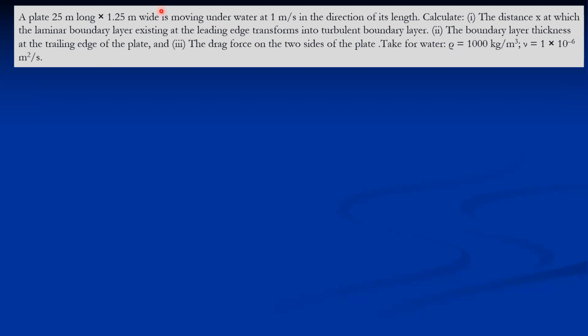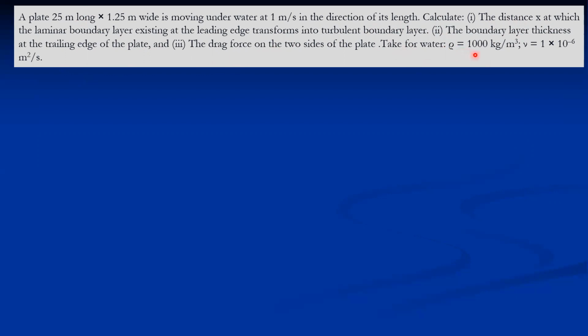So the area of the plate is given. It is essentially the area which comes in contact with the water that we have to consider. We have to calculate the distance x at which the laminar boundary layer at the leading edge transforms into the turbulent boundary layer. So the critical length is asked, where the laminar flow transforms into the turbulent flow. That is the first. Then the boundary layer thickness at the trailing edge. Here we consider x equal to the length of the plate, and considering that, we can calculate the boundary layer thickness at the trailing edge. And finally, the drag force on two sides of the plate.